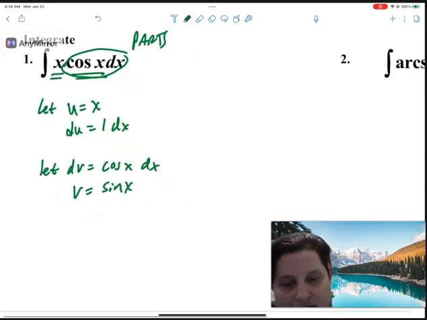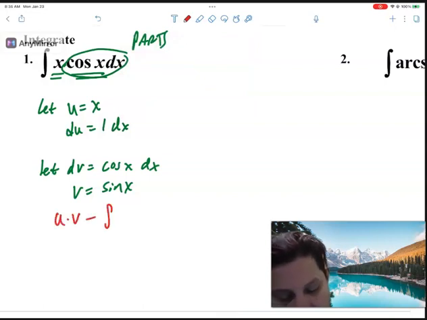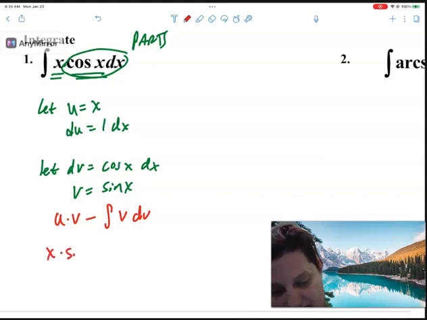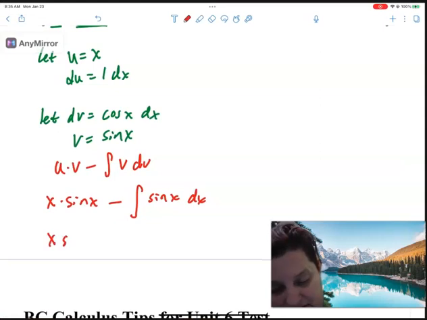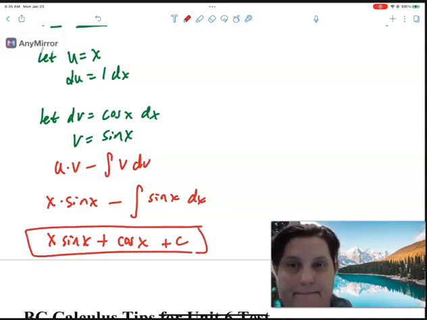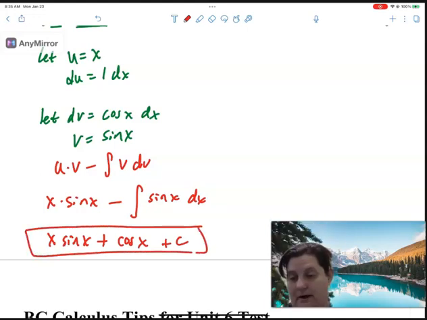Once I get that all set up, it's pretty easy because I just go ultraviolet minus voodoo. So we're going to have x times sine x minus the integral of sine x and then du, which is dx. So that's pretty great. That's x sine x. The integral of sine is negative cosine plus c. And we're done. All right, perfect.